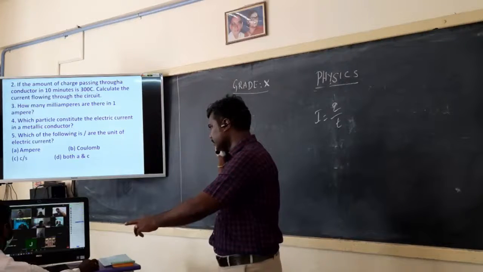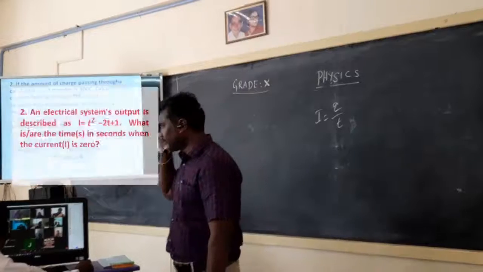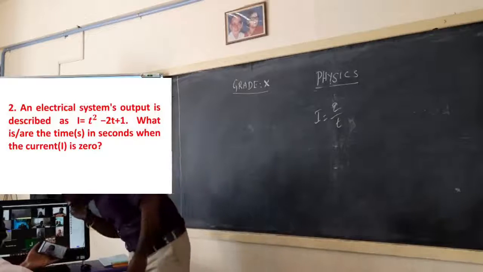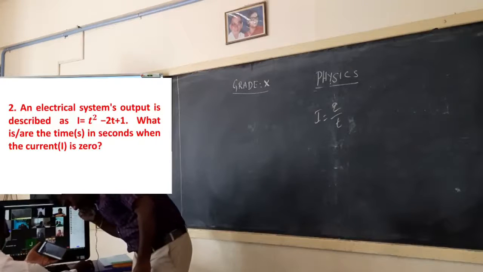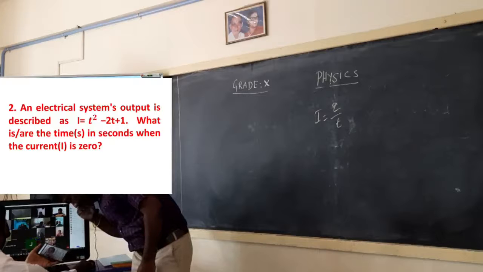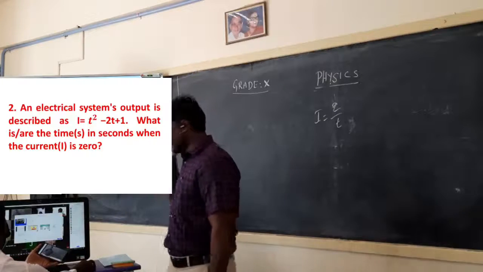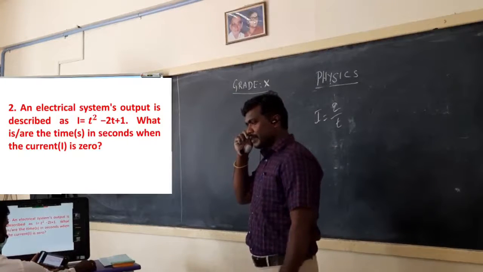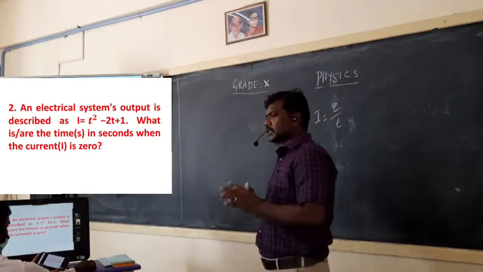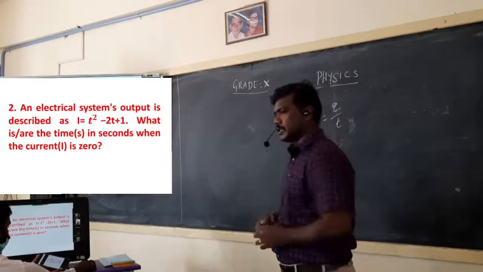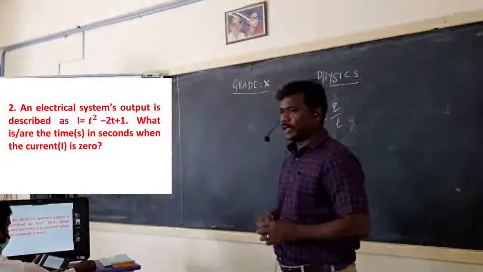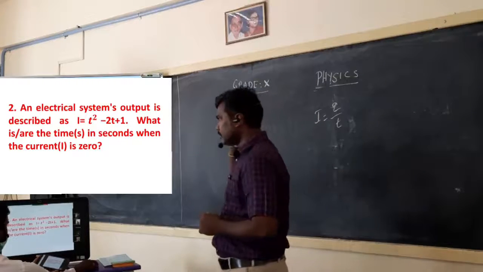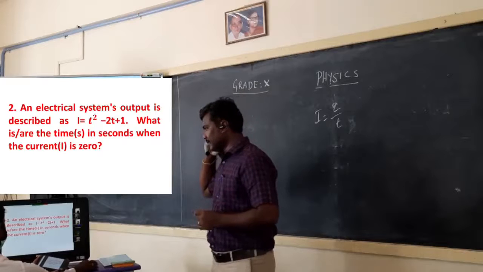Nandana, no doubt. Last question. Time, you are going to calculate. The formula is I is equal to t square minus 2t plus 1. The given condition is I is equal to 0. So the left hand side of the equation is 0, and you are going to calculate the t value. Do you understand the question, ma'am? Yes.